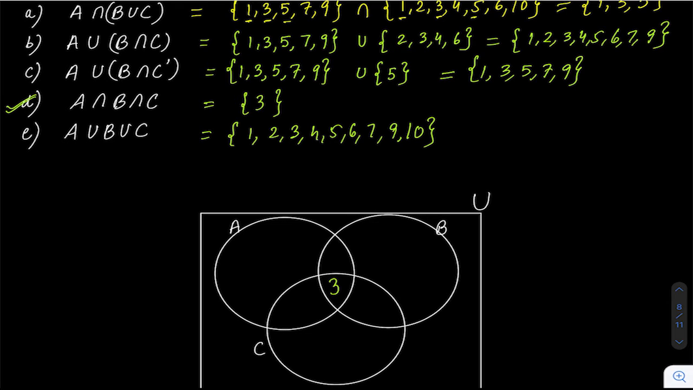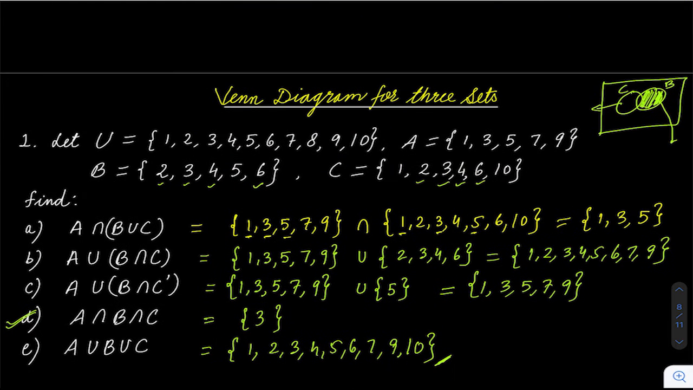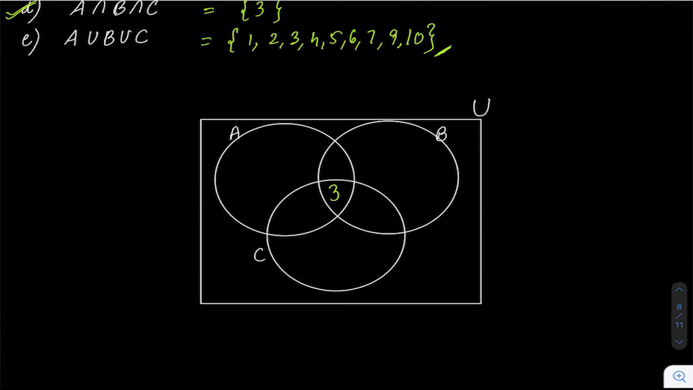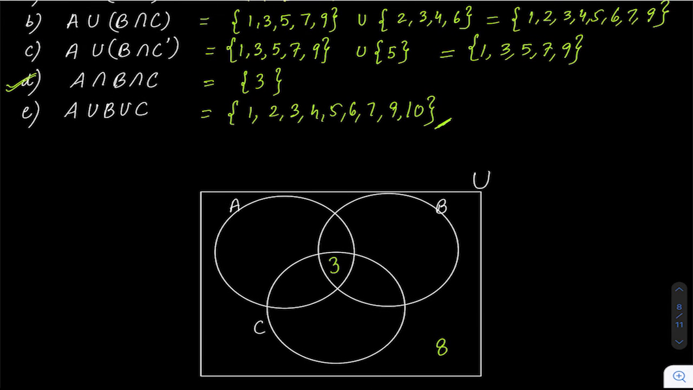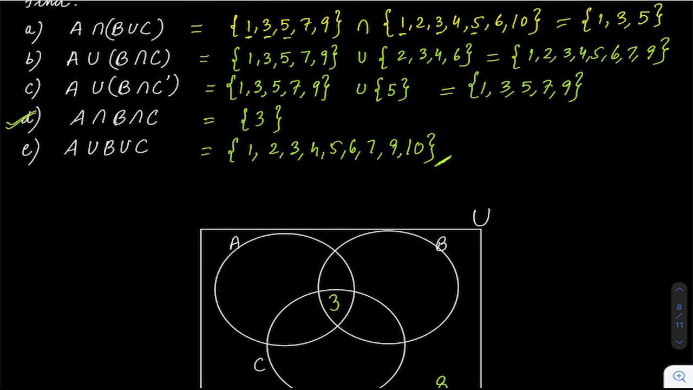I hope it's clear. Next, A union B union C has all the elements except 8, right? Except element 8. So it means this outside should be 8, right? Now let's try to find other values.